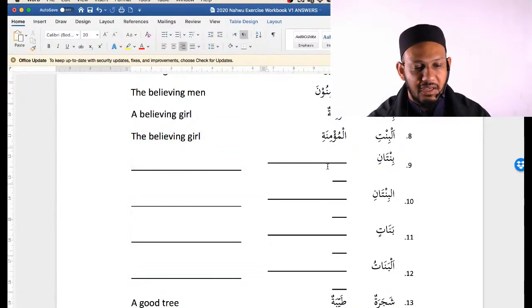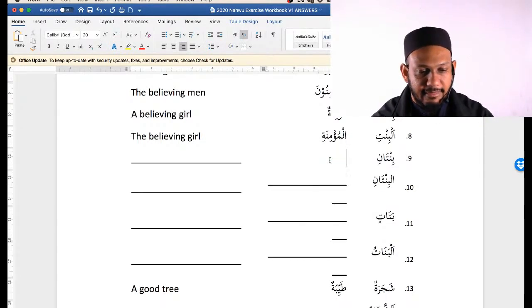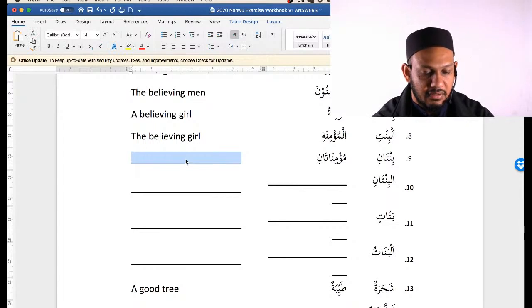Okay. So bintani. All I do is keep matching it. For example, if bintani has no al, then I put no al on the mawsuf. If bintani is dual, I must make it dual. You can give me the answers as well. Mu'minatani. You with me? And that will be two believing girls.